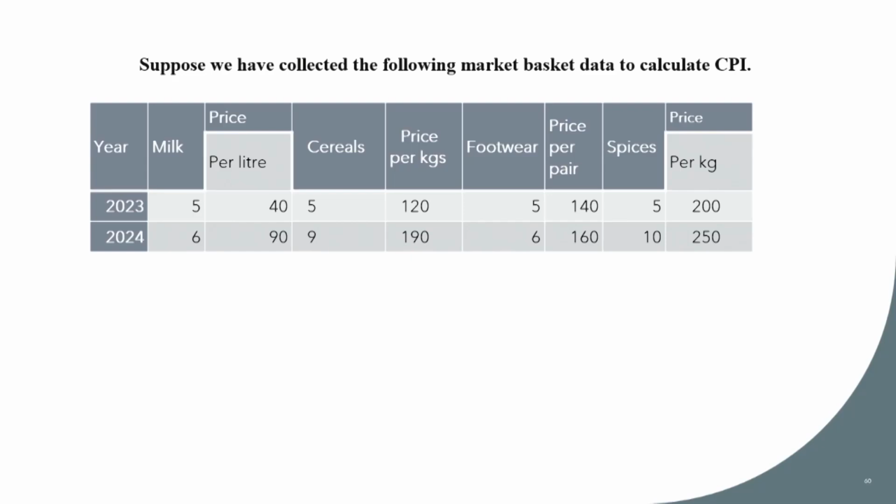Suppose you are not defining any consumer basket, but you are given the quantity of each item and the price of each item in the respective years. From this, you need to assume one of the years as the base year, and using that year's quantity, you need to define the consumer basket. The question is: using 2023 as the base year, what is the appropriate inflation rate in 2024?